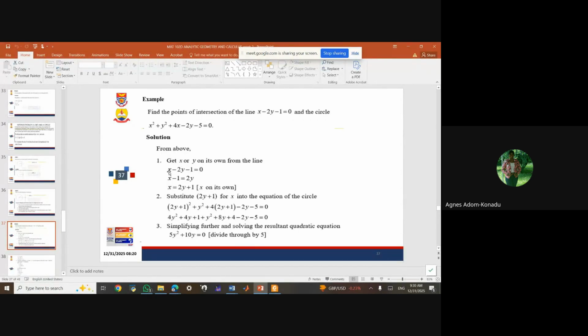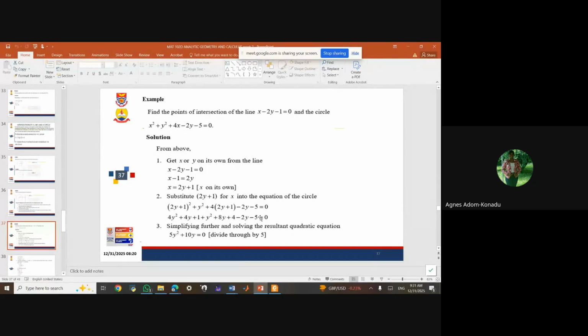When I make x the subject, I get x equal to 2y plus 1. Then I have the equation of the circle. The second step says that in place of x in the equation of the circle, I'll substitute 2y plus 1. So here we will have (2y plus 1) squared plus y squared plus 4 into brackets 2y plus 1 minus 2y minus 5 equal to 0. So that is what I have here.